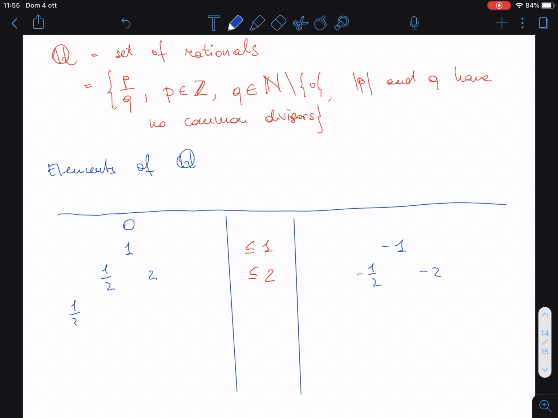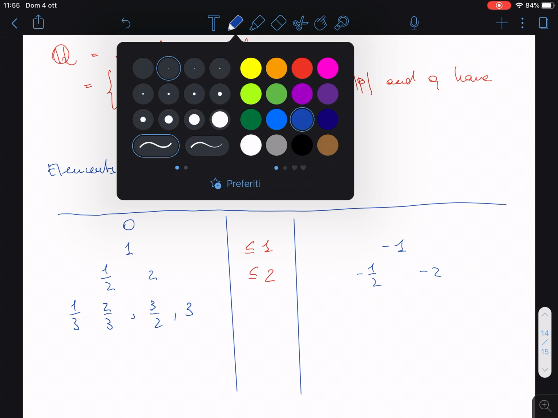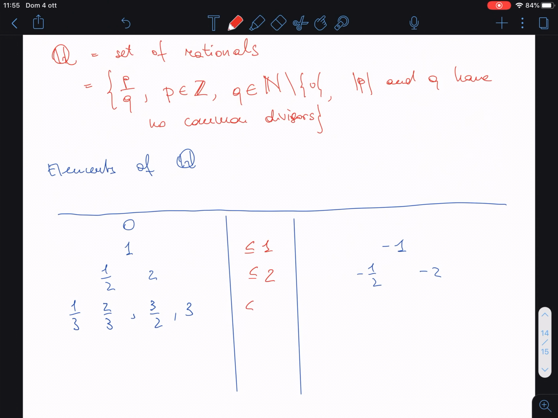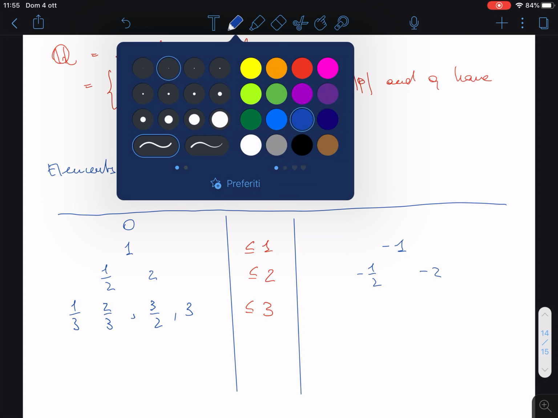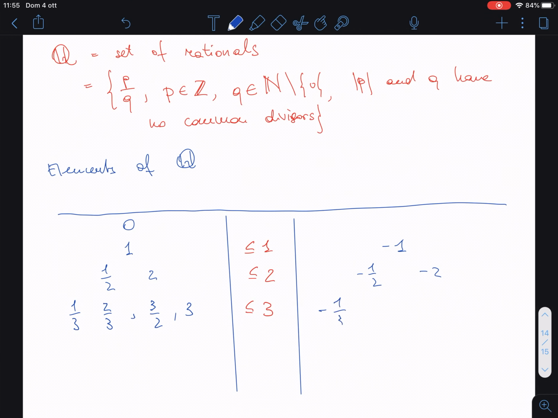So I have 1/3, 2/3. 3/3 cannot be there because it is equal to 1. So I have 3/2 and 3, for p and q both less or equal than 3, and here I have minus 1/3, minus 2/3, minus 3/2, minus 3. Okay? And so on and so on.